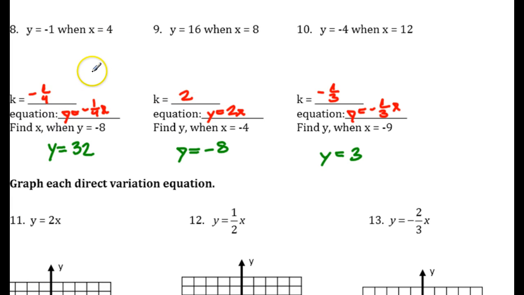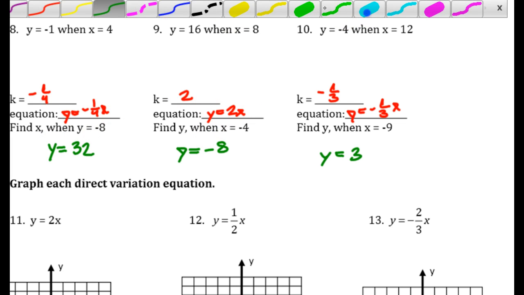All right, so here are the answers for 8, 9, and 10. It starts off with getting your k right. Plug the k in, use the new equation to solve for the missing variable. Okay? So take a look at these 3.